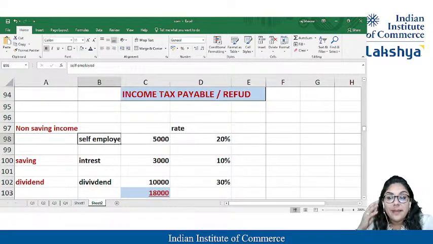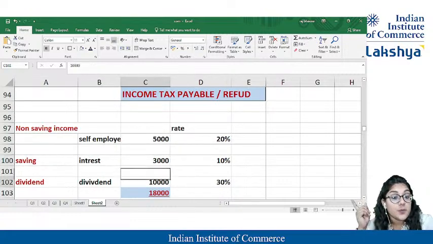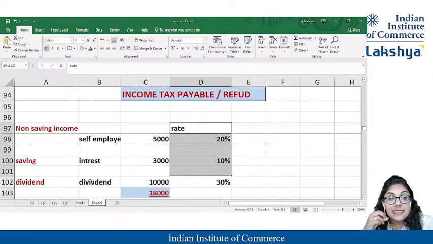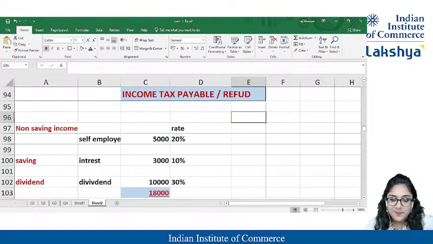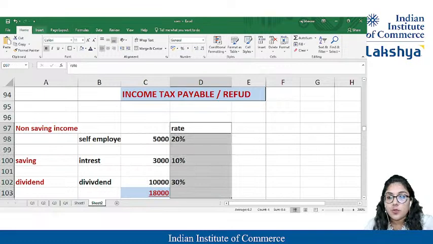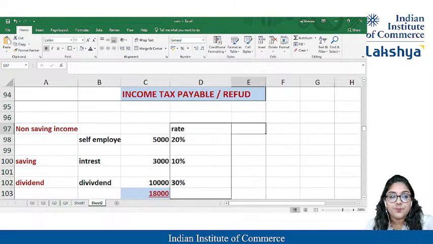Okay. My non-saving income was 5,000. My saving income was 3,000. My dividend was 10,000. My total income was 18,000. Right? And these are the individual slab rates which are applicable to the taxes. I will show you, don't worry. I will show you all what the rates are. Okay, cool.